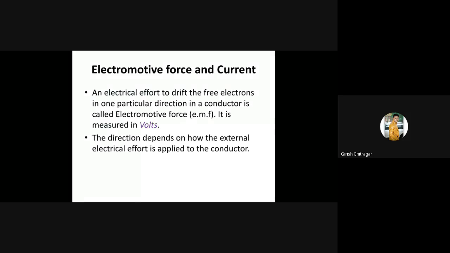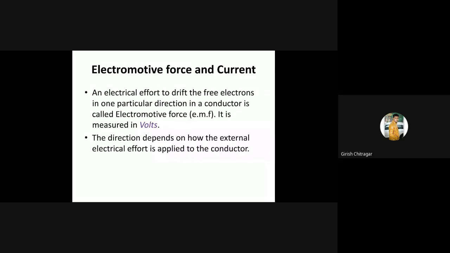Okay, what we are talking about is electrons. If electrons move, if movement happens, then that is the origin of electric current. Electric current is nothing but movement of electrons. So first thing that we will study here is the electromotive force. What is that? Electromotive force is an electrical effort to drift the free electrons in one particular direction in a conductor. That is called electromotive force or EMF, right?